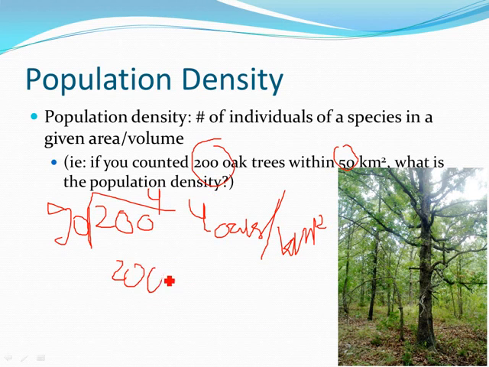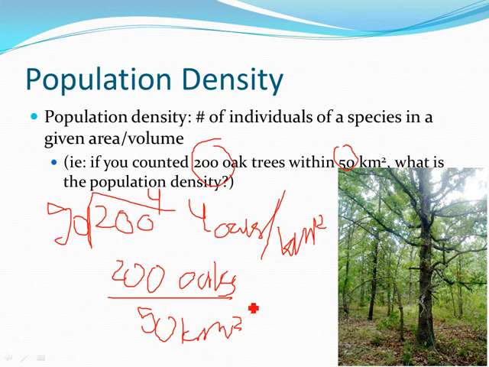another way of doing it, if you had 200 oak trees, right? And if you were just doing a ratio kind of thing, 50 kilometers squared, right? And at the very end, we want oak trees per kilometer squared. So you just divide these two. So these cancel out. 20 divided by 5 is 4. So you have 4 oak trees per kilometer squared. Okay. Good? Kind of simple arithmetic, but it's harder to see when you're given just words, right? So hopefully you guys could do something similar later.